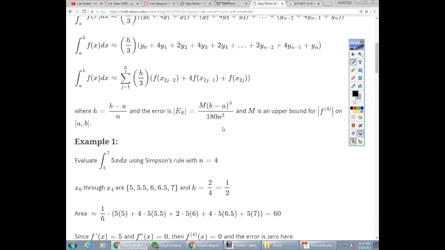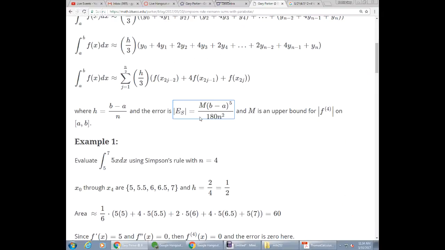Okay, so here's the part about the error. So Simpson's rule, so again, here, H again. Simpson's rule says that the error, so S is for Simpson, you'll see an E sub T, which is error for the trapezoidal rule. There's a formula for that in the book also. It says to find some number M, multiply it by the width of the interval to the 5th power, divide it by 180 times N squared, where N is how many subintervals we have.